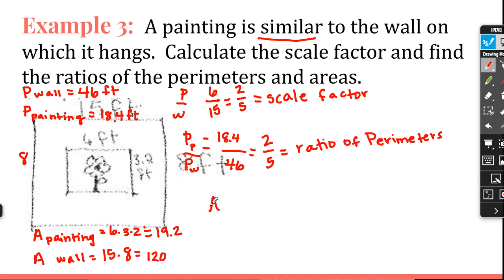So here, the area of the painting over the area of the wall, just keeping with the same ratio that I started with in the beginning, I'll have 19.2 over 120. And if I divide that out, 19.2 divided by 120 is 0.16. So that would be 16 over 100. Divide both of those by 4, and we would get 4/25.